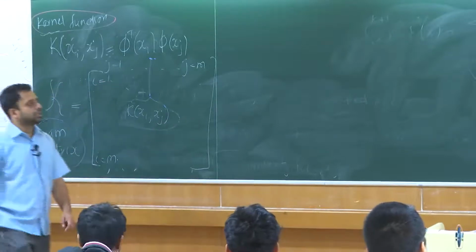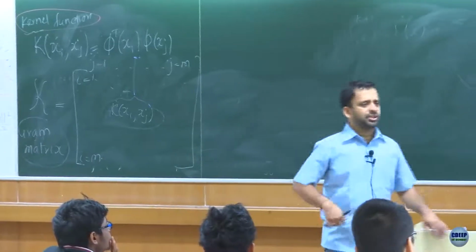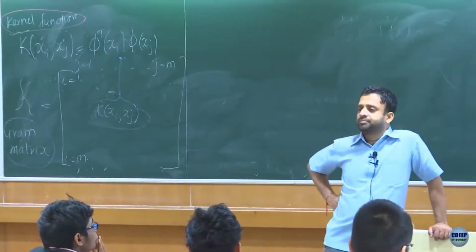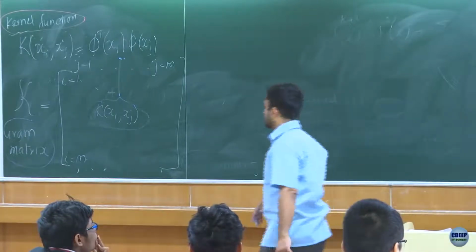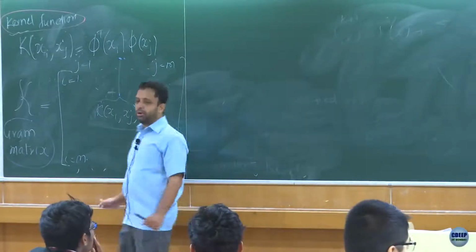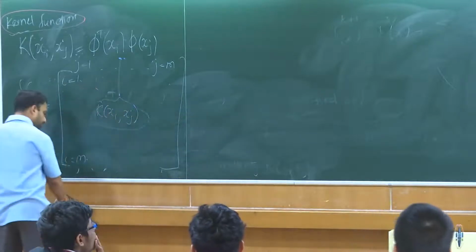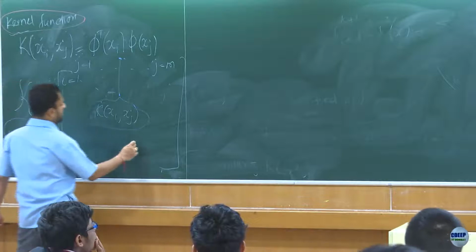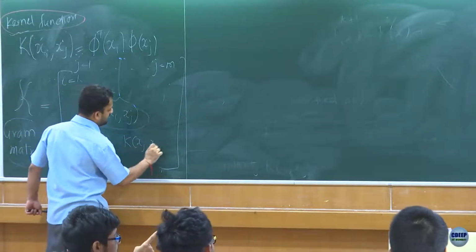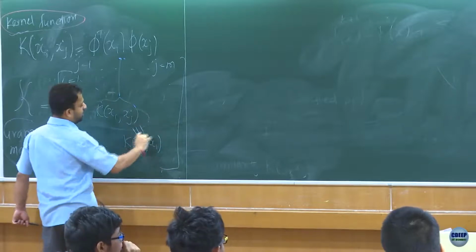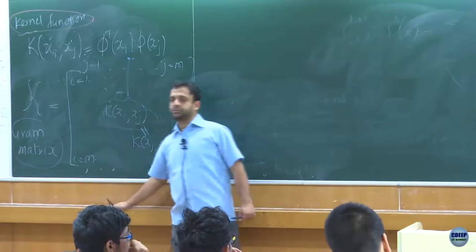Yes. So I have mentioned one property, symmetric. Do you think they will be symmetric? Agree? Why will it be symmetric? We are talking about reals, right? And so I would expect k(xi, xj) and k(xj, xi) to be the same. So it's symmetric.